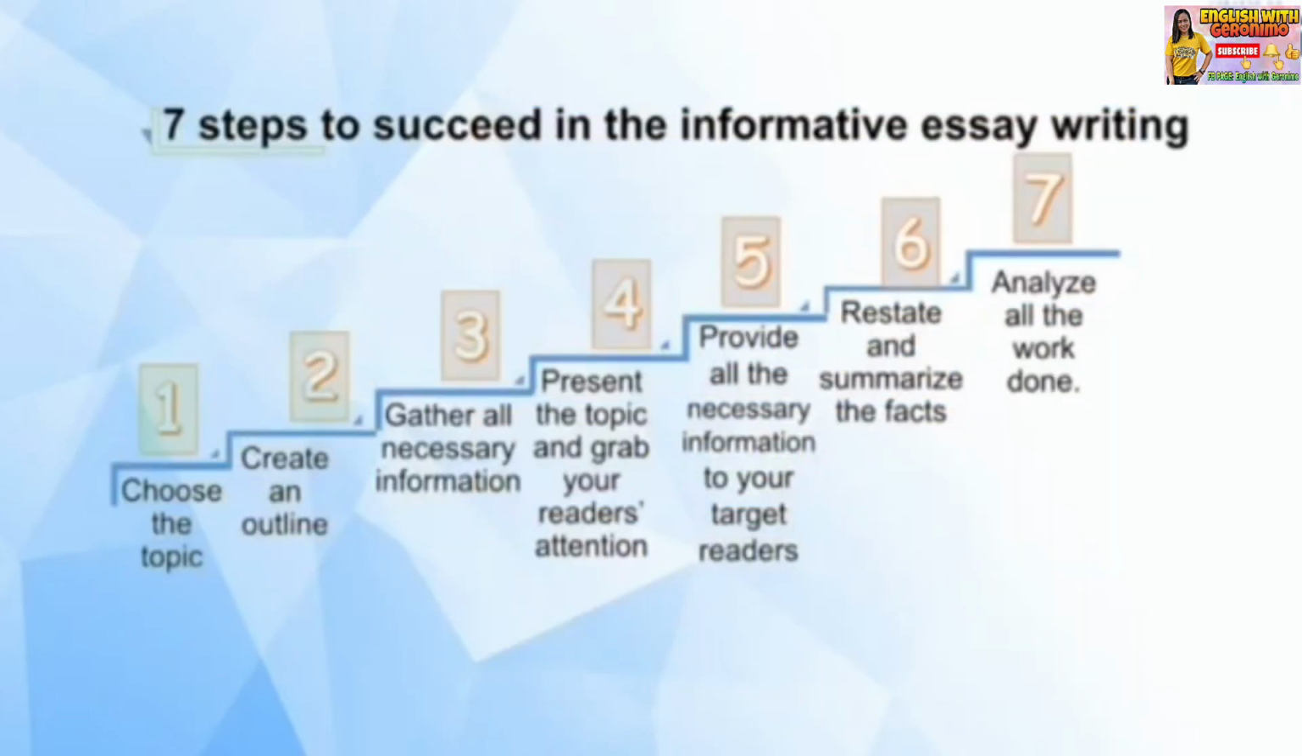7 steps to succeed in informative essay writing. Step 1. Choose the topic for your informative essay. Remember that the aim of an informative essay is not to impose your view, but to inform and educate the audience on a chosen topic. Step 2. Create the outline that will organize your facts in a logical way. List all the questions you have about your topic and what you are going to perform.